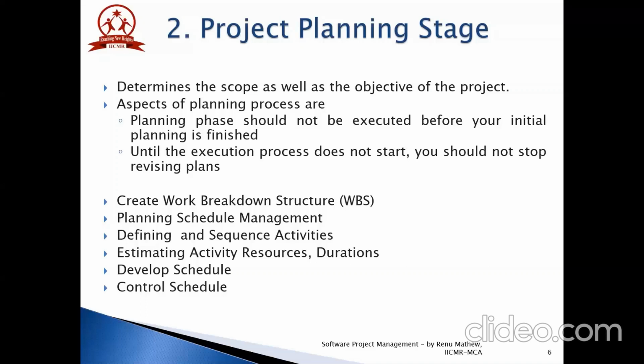There are main inputs of the control schedule process: project management plan, schedule baseline, schedule management plan, project schedule, work performance information, organizational process assets. And the outputs are work performance measurements, organizational process assets updates, change request, project management plan updates, and project document updates.